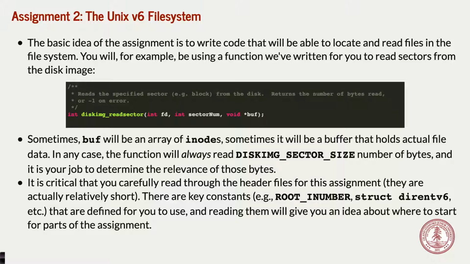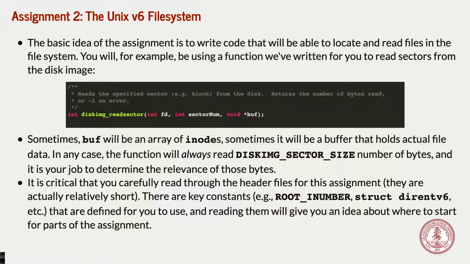So we give you the structures and we give you the outline of the file system, and we give you this binary that has the file system in there, and your job is to read and write from this disk image. For instance, we have a function called diskimage_readsector. What it does is it takes a file descriptor and a sector number in this disk, and then it has a buffer that's going to be populated by that data. And sometimes that data will represent inodes, and sometimes it will be actual file data, and you have to figure out which part of the program is going to care about that.